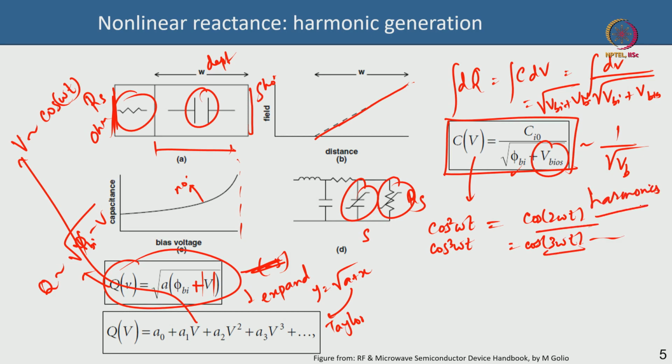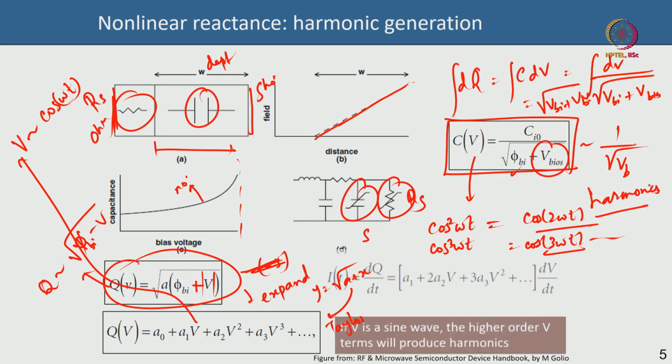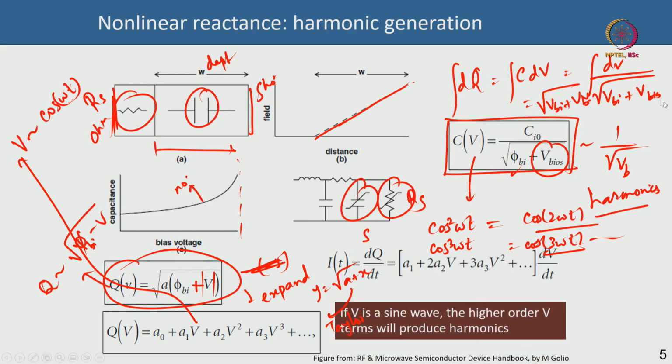This is the beauty of this nonlinear reactance, and this is the reason why you are able to actually generate harmonics. Okay. So if V is a sine wave like this, then you are going to get higher order harmonics because of this V square V cube term. This is how you use the voltage controlled capacitor or varactor as a frequency multiplier. Okay. Frequency multiplier, and you get these higher order harmonics. Okay. So I hope this is clear till here, right.